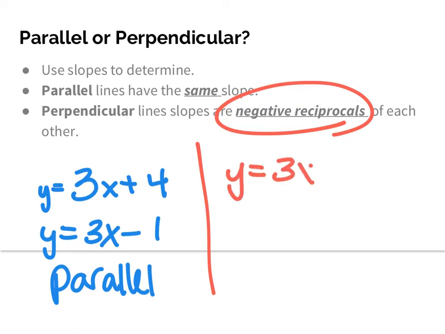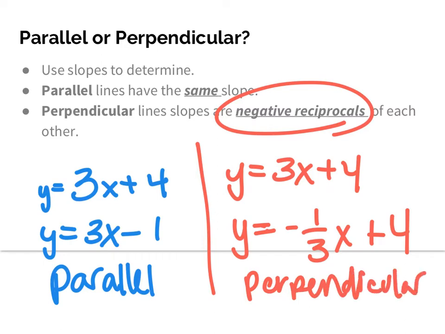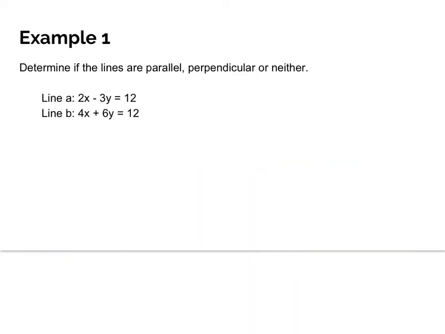So if I had 3x plus 4, I would need to negate that, so it'd be negative, and I need to take the reciprocal of 3. So we would have negative 1/3 x plus 4. And so those are perpendicular. Okay, so that's what we're going to focus on today.